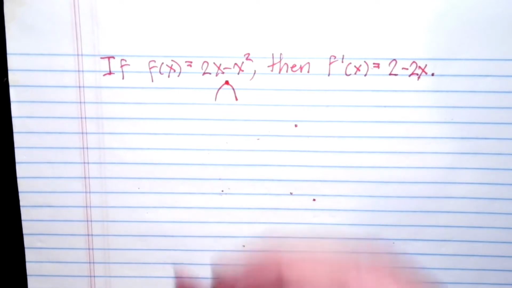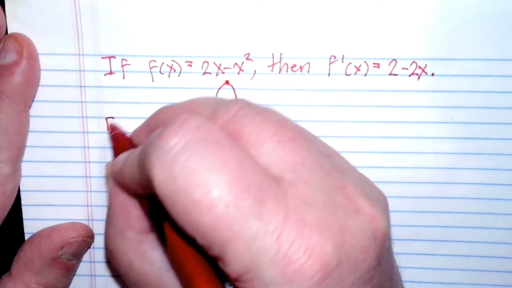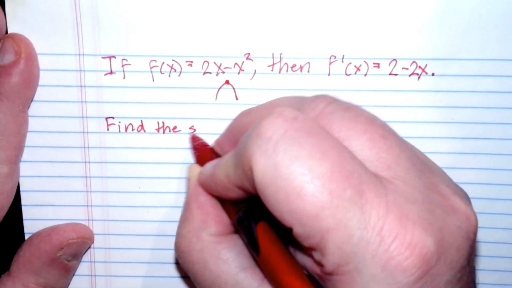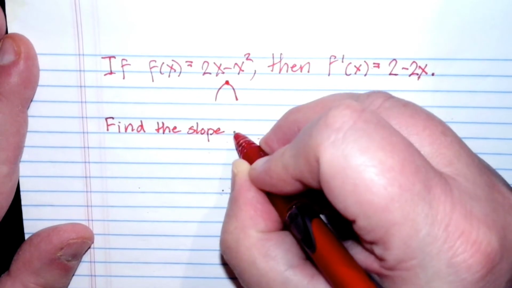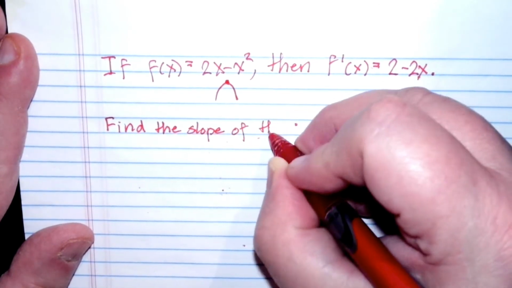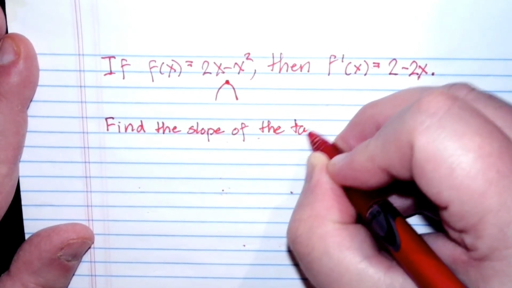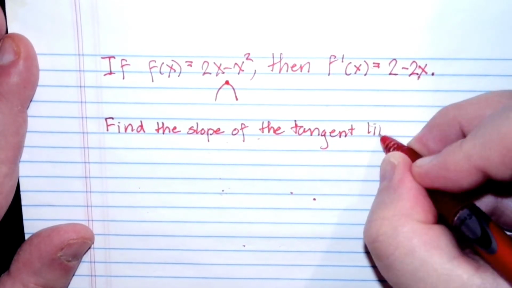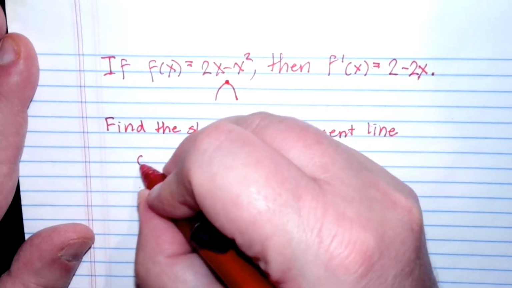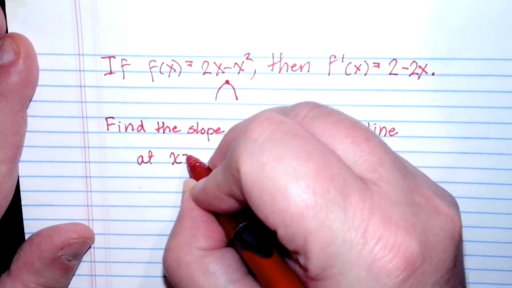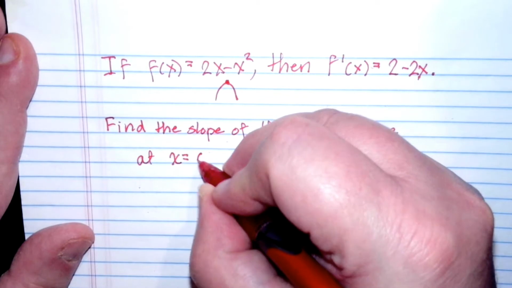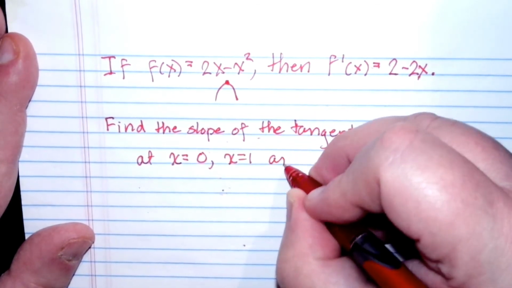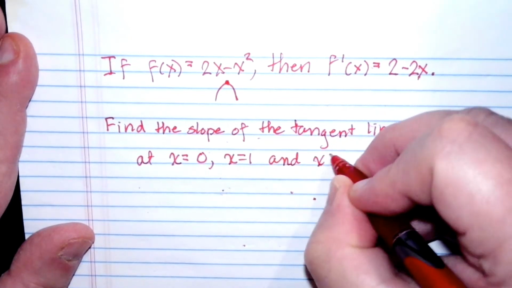Alright, so here's what I want us to do. Find the slope of the tangent line at x equals 0, x equals 1, and x equals 3.